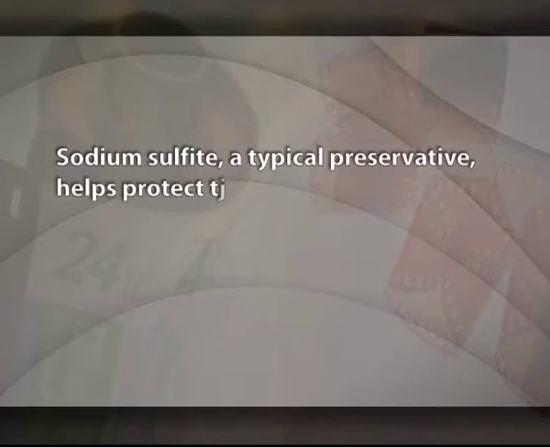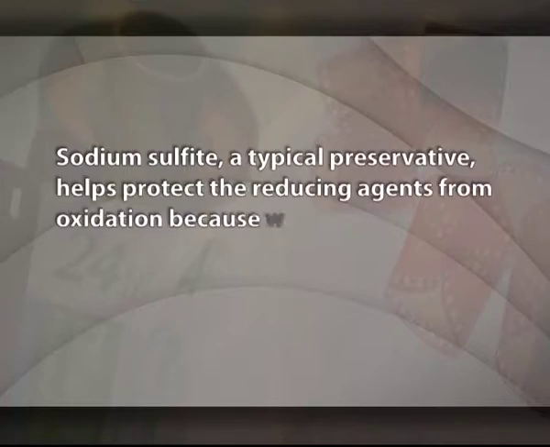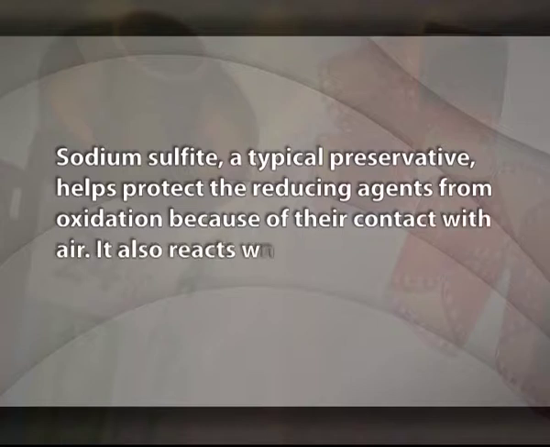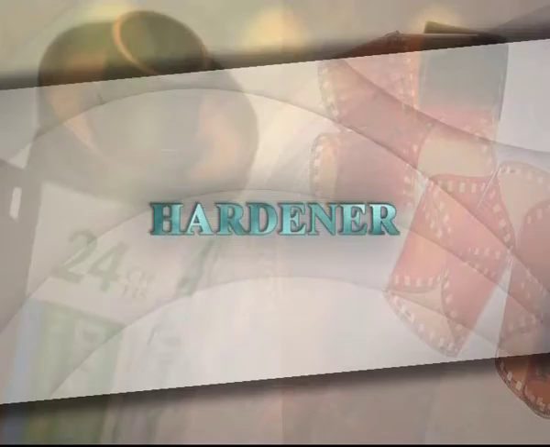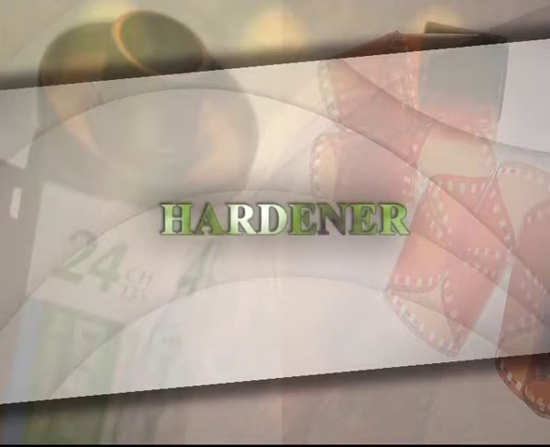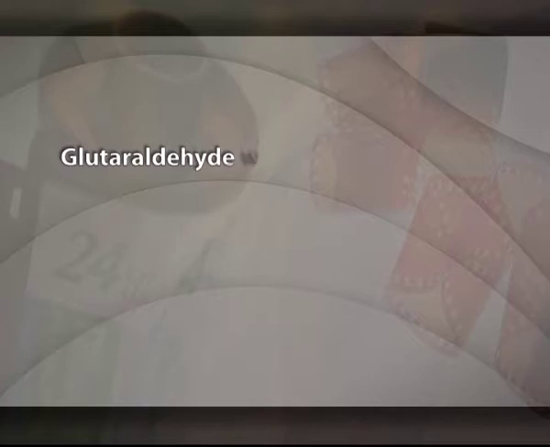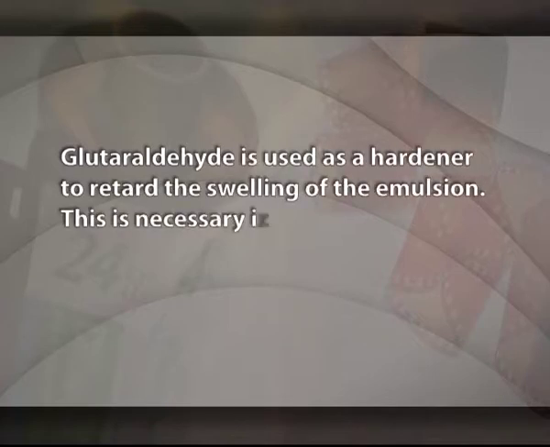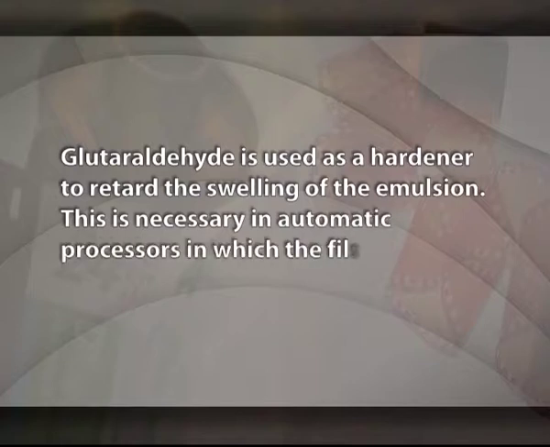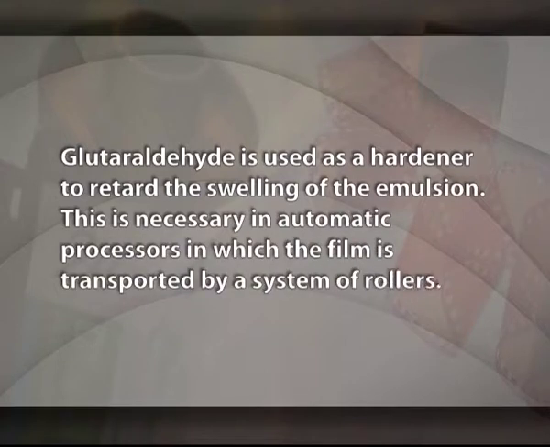Preservative. Sodium sulfide, a typical preservative, helps protect the reducing agents from oxidation because of their contact with air. It also reacts with oxidation products to reduce their activity. Hardener. Glutaraldehyde is used as a hardener to retard the swelling of the emulsion. This is necessary in automatic processes in which the film is transported by a system of rollers.